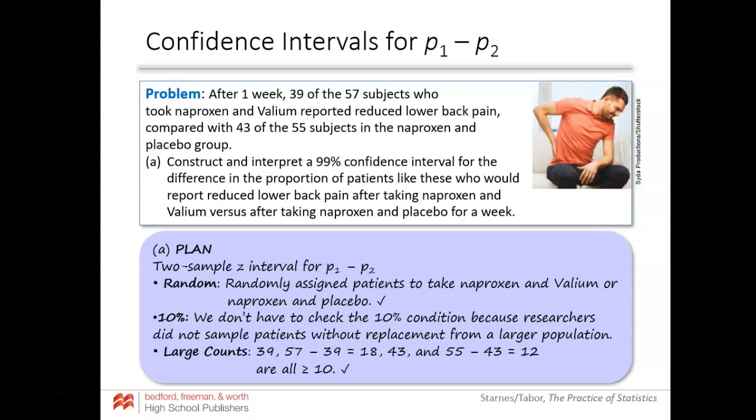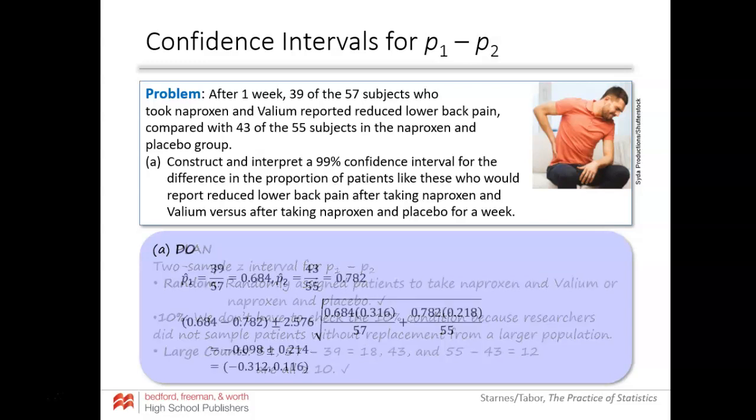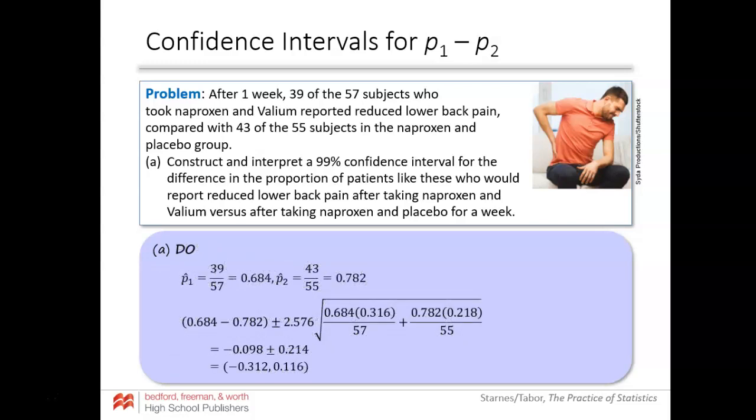All right, and then the large counts condition. Now, we don't need to do the proportion work, right? Because we have the raw data, so it wouldn't make sense for us to go find a proportion of the numbers we already know. So there's 39 successes in the first group, which means there's 18, quote, failures in the first group. And then in the second group, there was 43 successes and 12 failures, all of which were greater than 10. Now, that last one was kind of close, so it was almost not able to meet all the conditions.